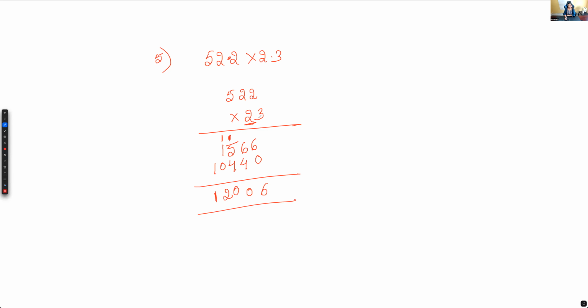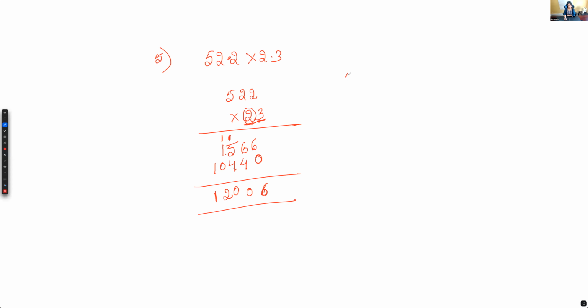Let me explain it one more time. 3 times 2 is 6, because you're multiplying by this 3. 3 times 2 is 6 and 3 times 5 is 15. Now, because you're multiplying by the tens place, in the ones place you keep 0. 2 times 2 is 4, 2 times 2 is 4, 2 times 5 is 10. Now you add them: 6 plus 0 is 6. 6 plus 4 is 10, 0 and 1 as a carry. 5 plus 1 is 6. 6 plus 4 is 10, 0 and we got 1 as a carry. So 1 plus 1 is 2 and then 1.